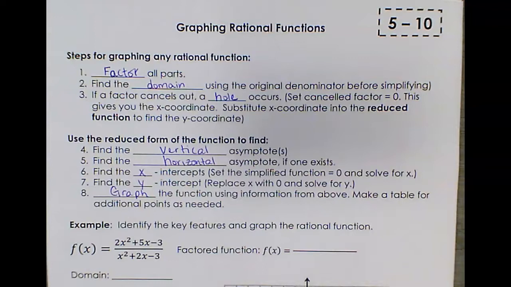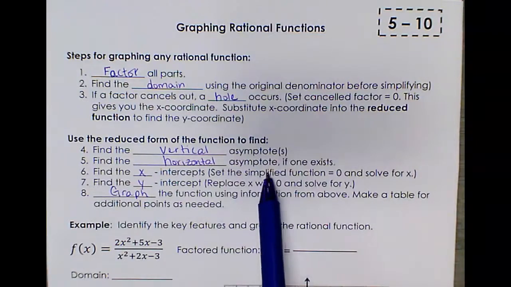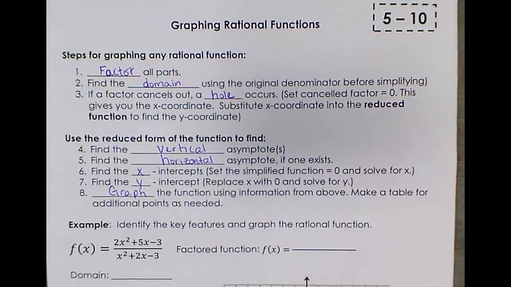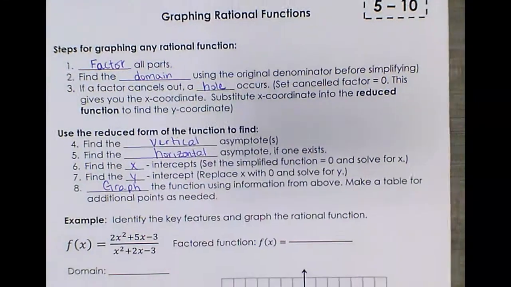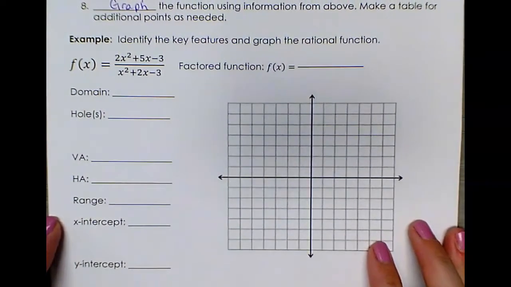So we have one example today, and it has a lot of different things that we can find, but we know how to find them. And if we don't remember, then a little blurb about finding each piece is up at the top in the steps. So the example says, identify the key features and graph the rational function. So I'm going to move this up, and we'll come back to the steps as we need them. But here is my example.